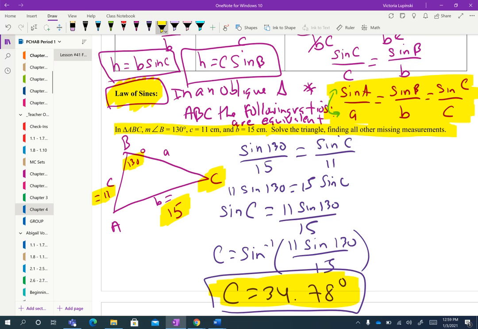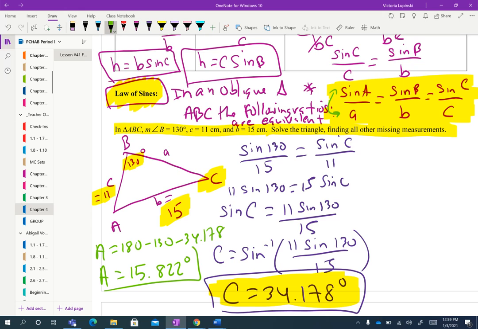So now that I have two angles, I can, of course, find the third angle by just using some common sense. If I want to find angle A, I'm going to take 180 degrees. I'm going to subtract 130, and I'm going to subtract 34.178. And if I do that very carefully, the measure of angle A is going to be equal to exactly 15.822 degrees.